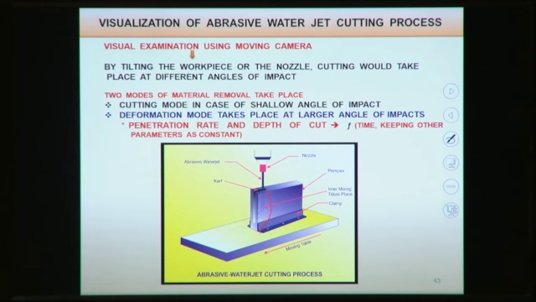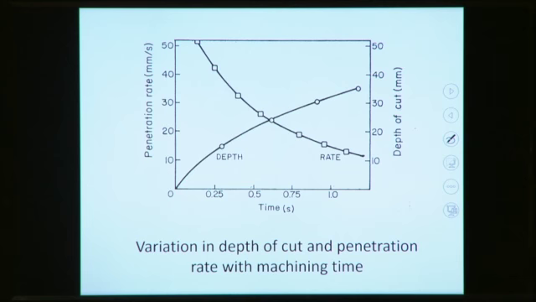So penetration rate and depth of cut are a function of time, keeping other parameters constant. From this graph you can see that with the machining time, the depth of cut also increases. But the penetration rate actually reduces with machining time. So penetration rate reduces, but the depth of cut increases with the machining time.